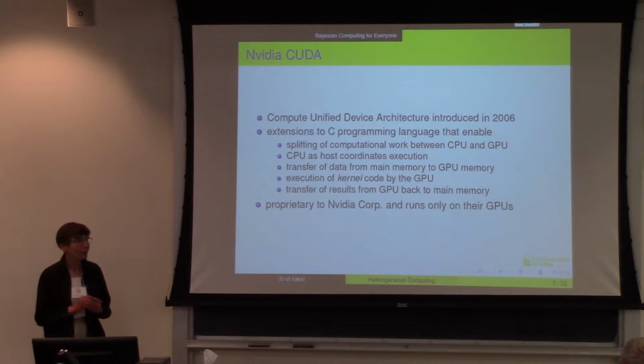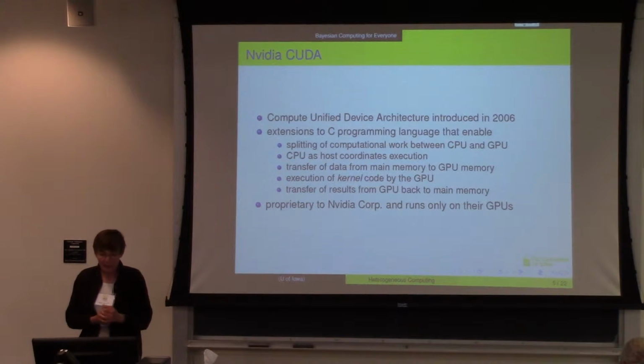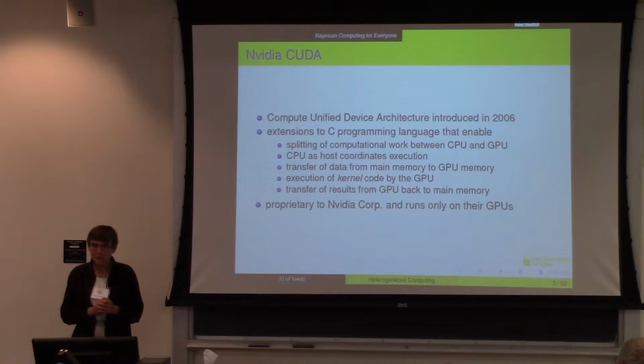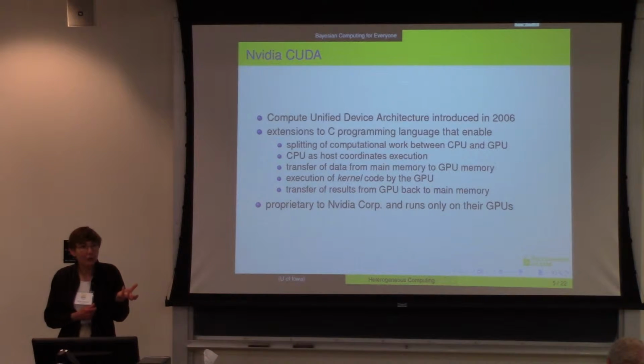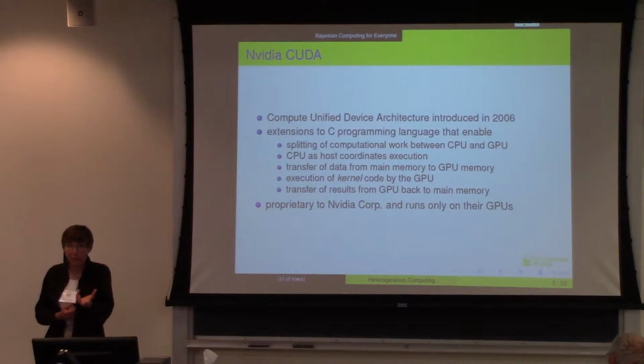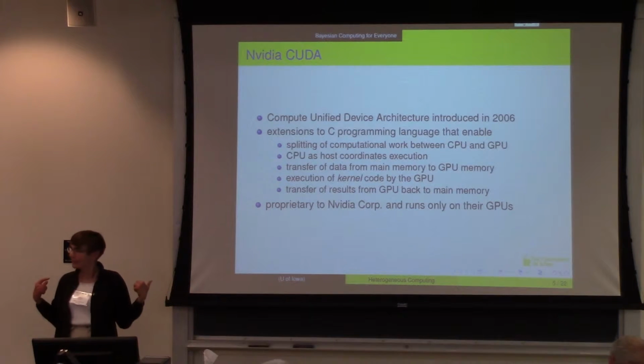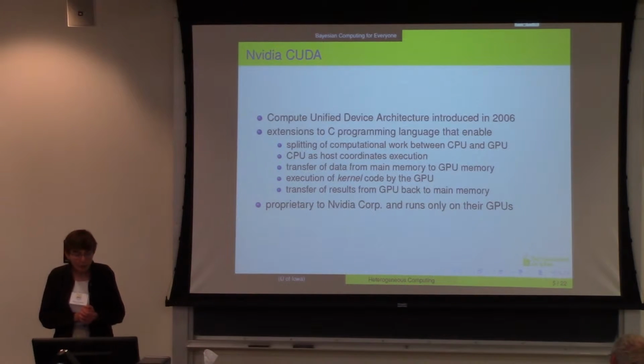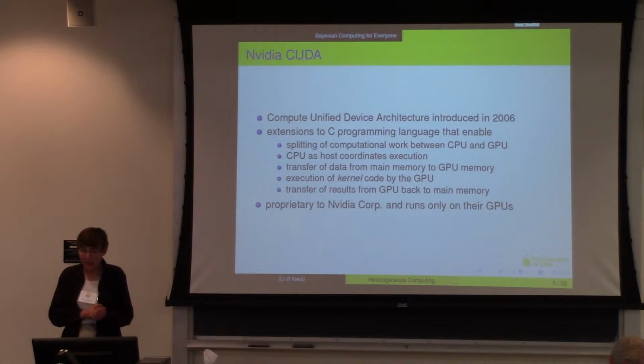So those last two characteristics kind of determine the kinds of computing problems that are going to be feasible to be parallelized this way. The first language that has come into extensive use for scientific computing on GPUs is NVIDIA's CUDA, or Compute Unified Device Architecture. It's proprietary to NVIDIA Corporation, runs only on their GPU. So it's a wonderful tool, but some steps back from where I'm trying to go with this generalizable program. What CUDA does is it extends the C programming language with commands that enable us to split computational work between the CPU and the GPU. The CPU as a host coordinates the overall execution.